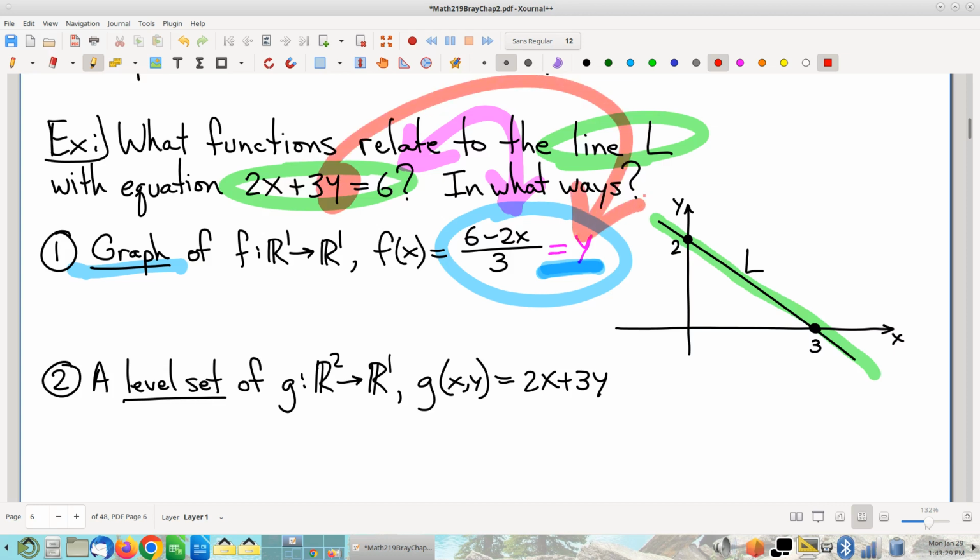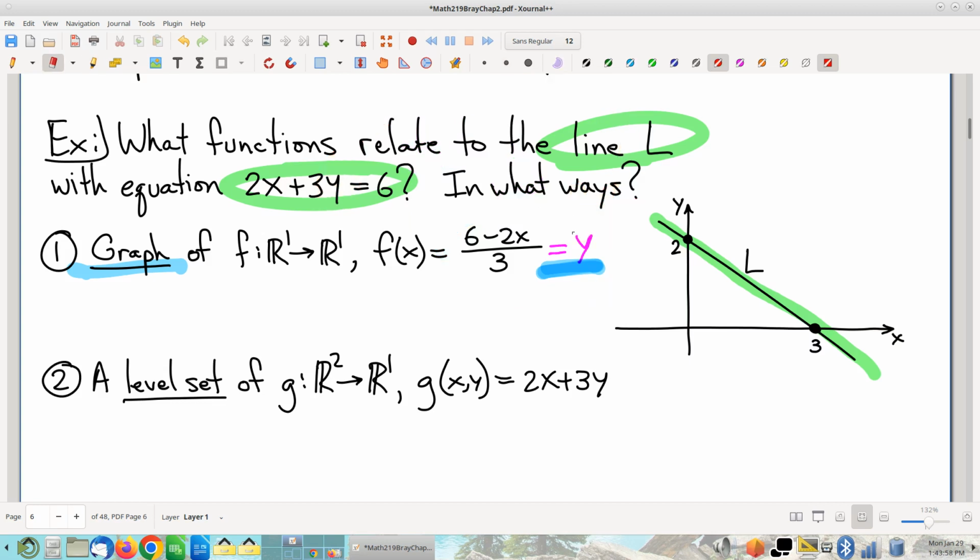By the way, in this class, when I say solve for one of the variables, I mean as a function of the other variables. So not finding all possible values. Solve means that one of them is explicitly a function of the others, and functions only have one value. Okay. So anyway, solve turns it into a graph. All right. Now let's look at the next function I claim relates to this line.